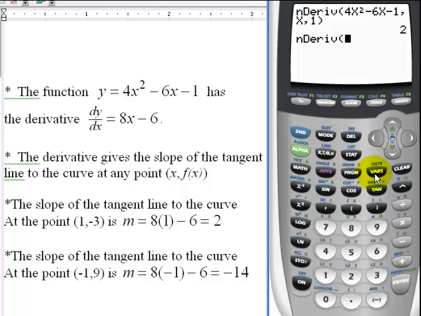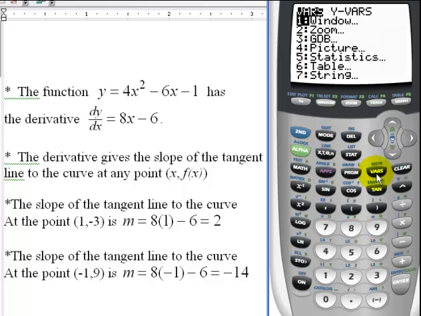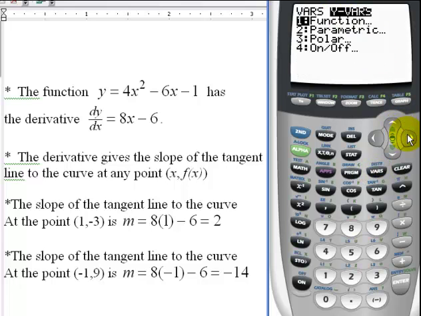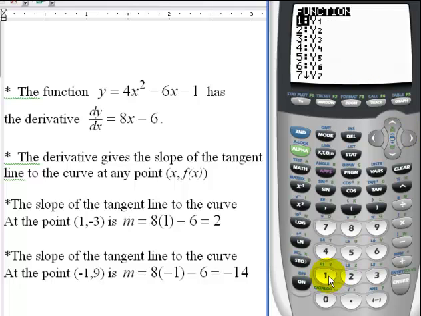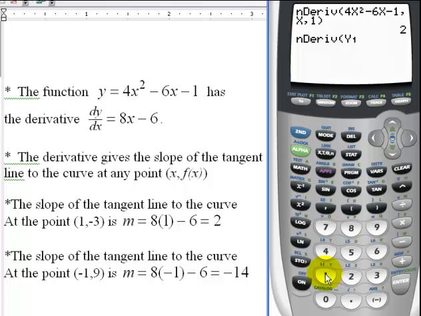So when I come back to my home screen, instead of typing the equation, I'm going to go to the vars key, which stands for variables. I want to call out a y variable, so I'm going to click my right arrow once. In this case, I want to call out a function. Let me punch number 1, and in this particular example, I put my equation into y1. So let me call out that equation. So here's the nderiv of y1.